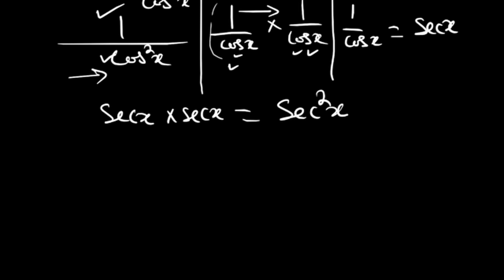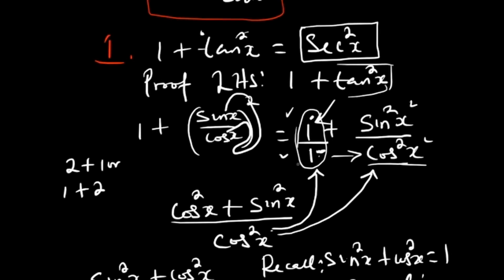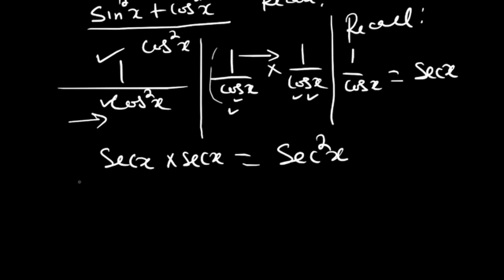And let's check if we've arrived at the solution. Yeah, they said we should prove that 1 plus tan squared x is equal to secant squared x. Have you seen? So we have manipulated and we have arrived at this solution, which I have here. So secant x times secant x is secant squared x. It was pretty easy to understand. So this is how you are going to be doing this anytime you are given a problem in this very form.